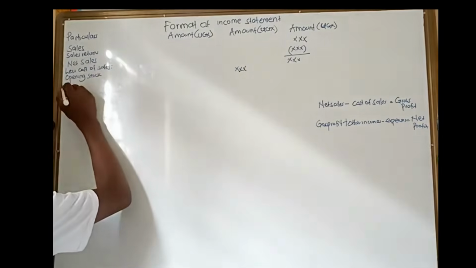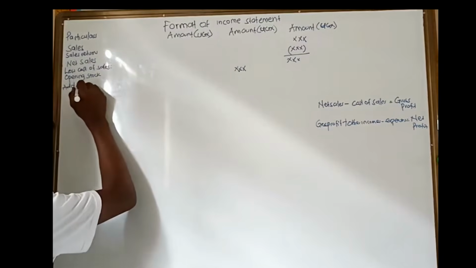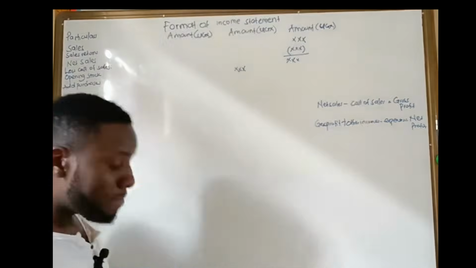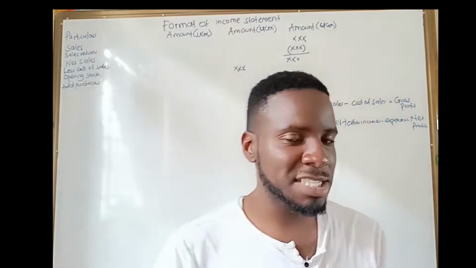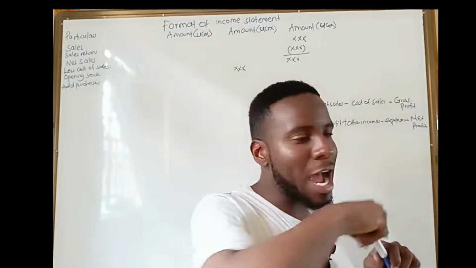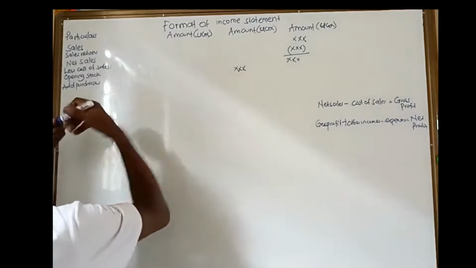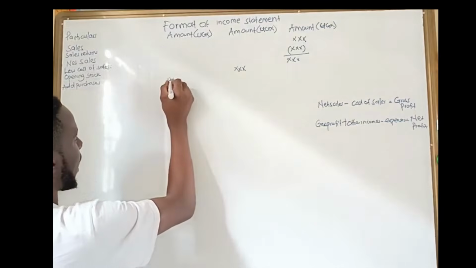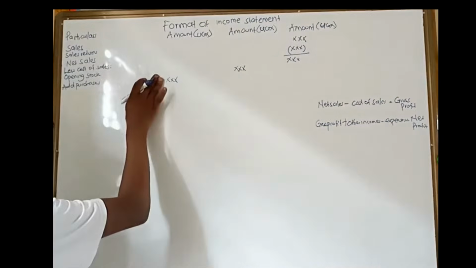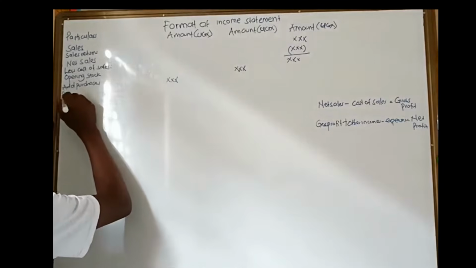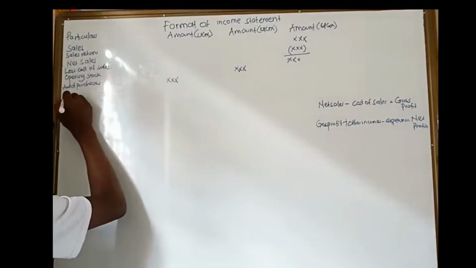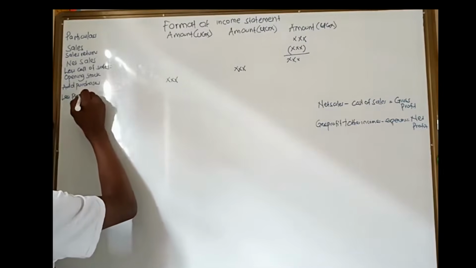Then we have add purchases. Remember, we could have bought some more purchases. So we add purchases. Now, for the purchases, they have adjustments. So when it comes here, that means we are going to record it in the first column. Therefore, we shall bring it here. Then, we have purchase returns. Sorry, we shall say less purchase returns.